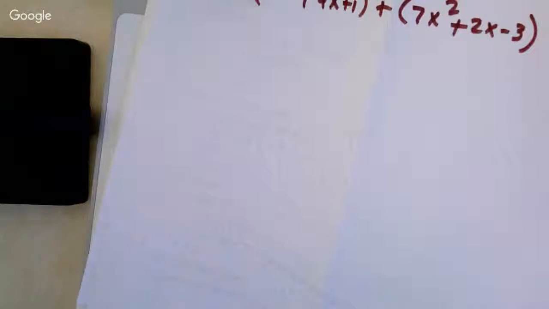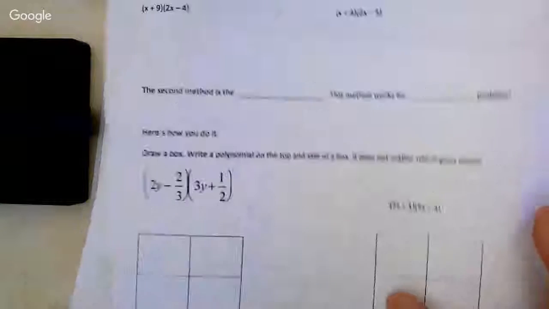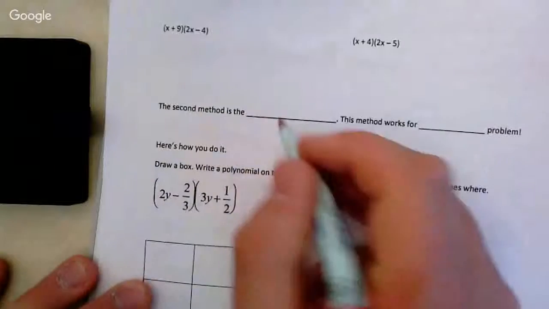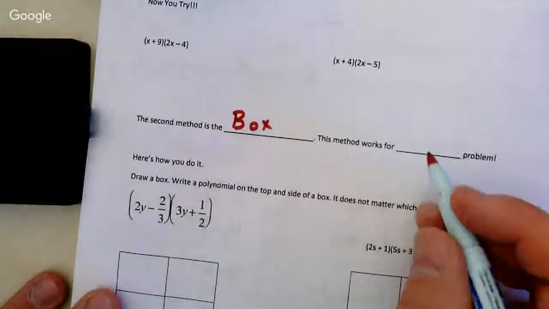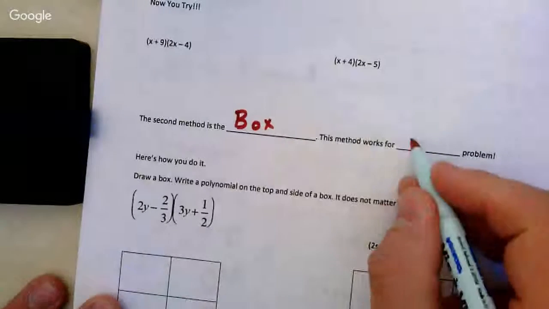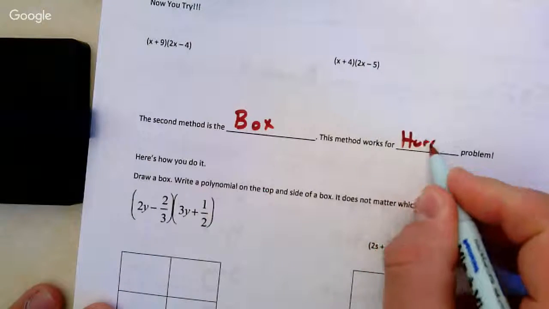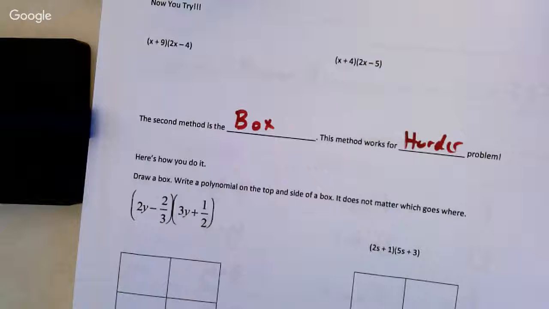All right, let's go to the next one. Flip over to the fourth sheet real quick. The second method we teach you here at Discovery Canyon is called the box method. The box method works for the harder problems. So here's how you do the box method.